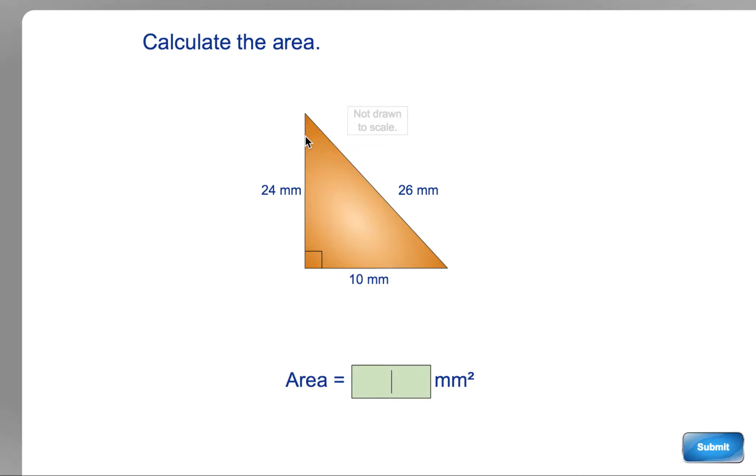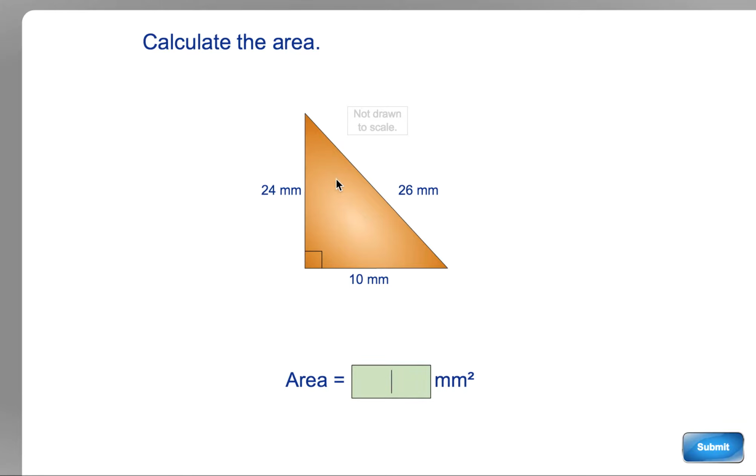So you can use this one, made a little bit trickier. It's giving you 3 measurements. Make sure you're looking at where the rectangle would be. So the rectangle is going to be this side and this side, isn't it? Okay, that's a rectangle. So it's 24 and 10 and 24 and 10, it's not 26 and 10 and 26 and 10. That's not going to work. Okay, so it's 24 and 10.